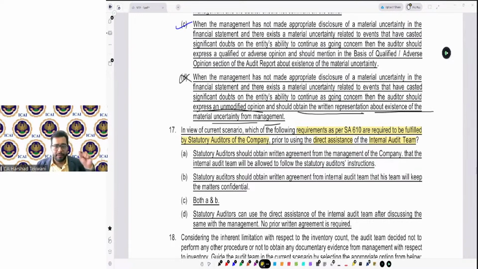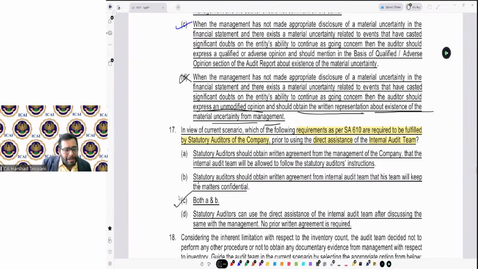Now, in the current case, it's again the application of the provision. Option 1 is one part of the written agreement. Option 2 is the second part. A and B both are correct, because I need both agreements. Not only A, not only B, but both. So the correct option will be C, A and B both.